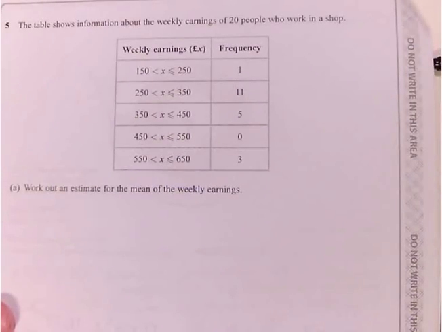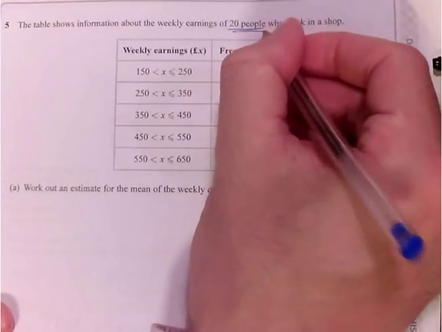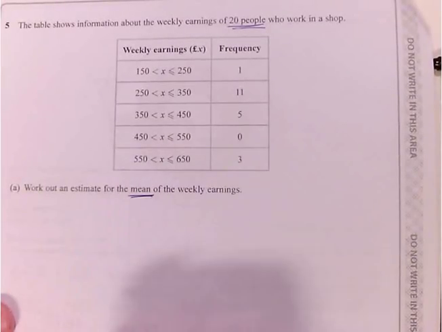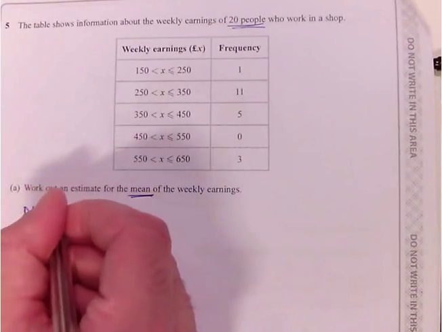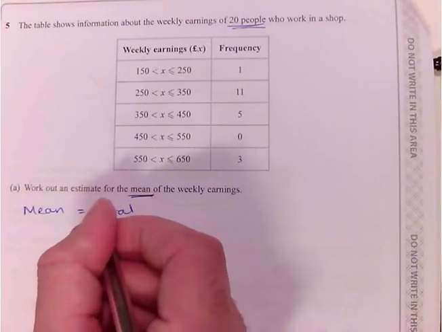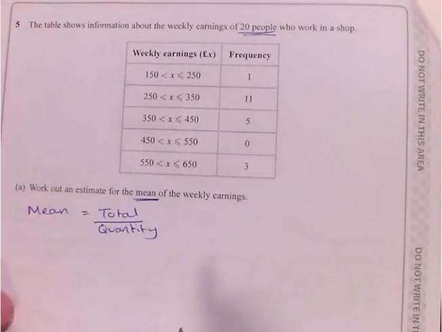Question 5. Table shows the information about weekly earnings of 20 people who work in a shop. Work out an estimate for the mean of the weekly earnings. Now I'm going to start with mean is the total divided by the quantity, the number of people involved. So we need to work out the total earnings.